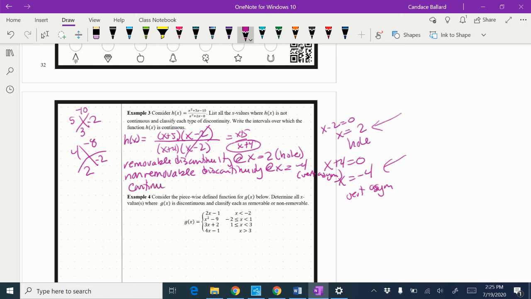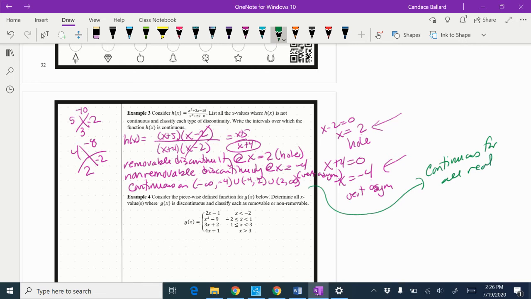I'm going to say that it's continuous on, I'm going to start at -infinity, and then go to the smaller number, which is -4. And then I'm going to pick it up again at -4, and I'm going to go till I hit 2 because there's a hole at 2. Then I'm going to pick it up at 2 and go all the way to infinity, and those are the intervals that it's continuous on. There's another way that we could write that. We could also write that it's continuous for all real numbers except x equals 2 and -4.